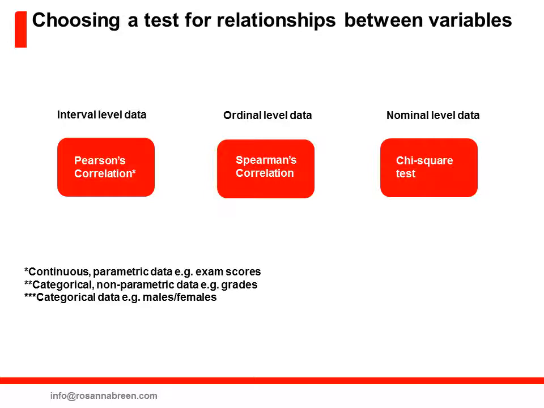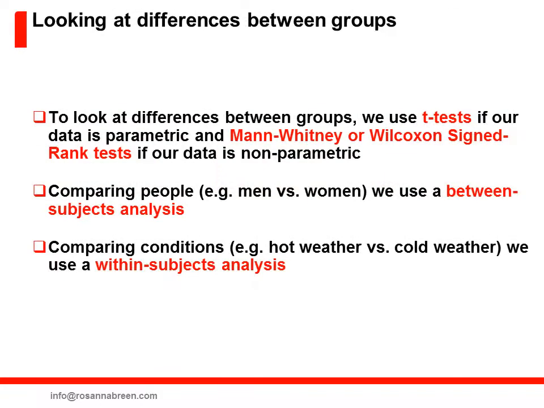In this case we also have categorical data, but they're not related to each other, they're nominal level, just named variables. Let's go on to looking at differences between groups. Well, we use t-tests often, and we like that because parametric data is good, it is very detailed data, but we may have to use Mann-Whitney or Wilcoxon signed-rank tests if our data is non-parametric.